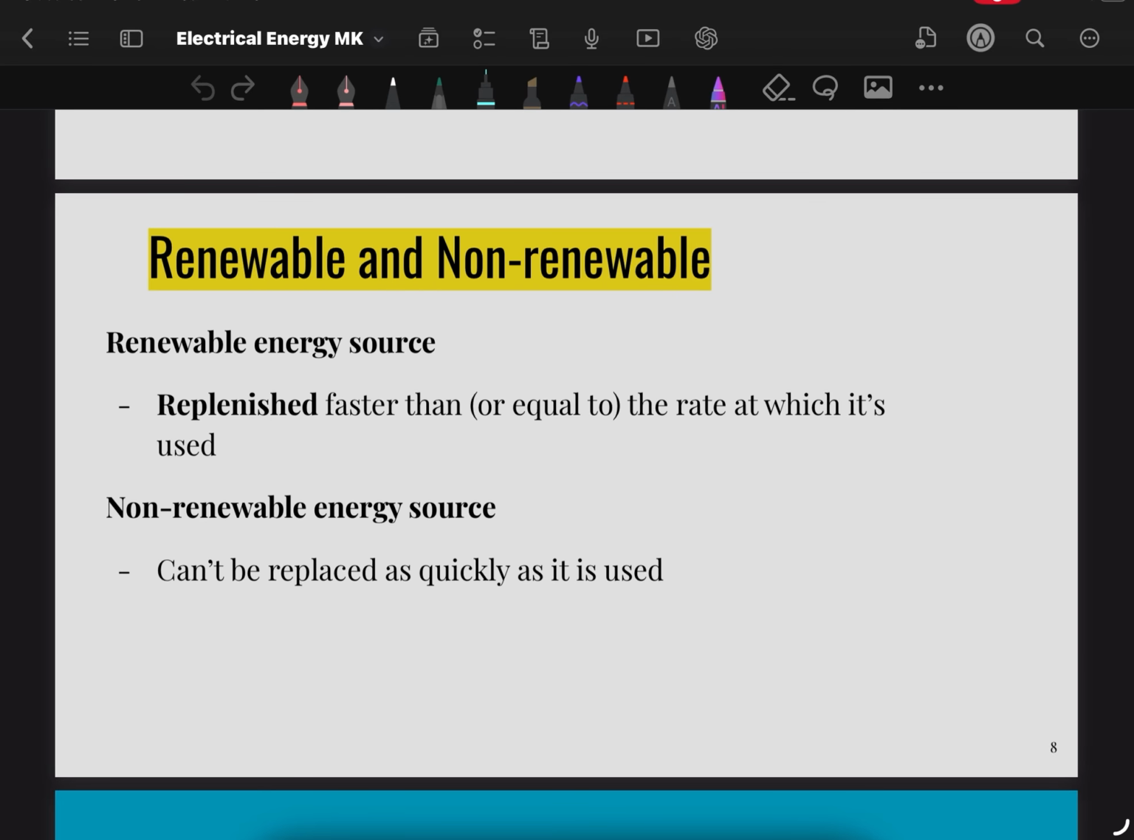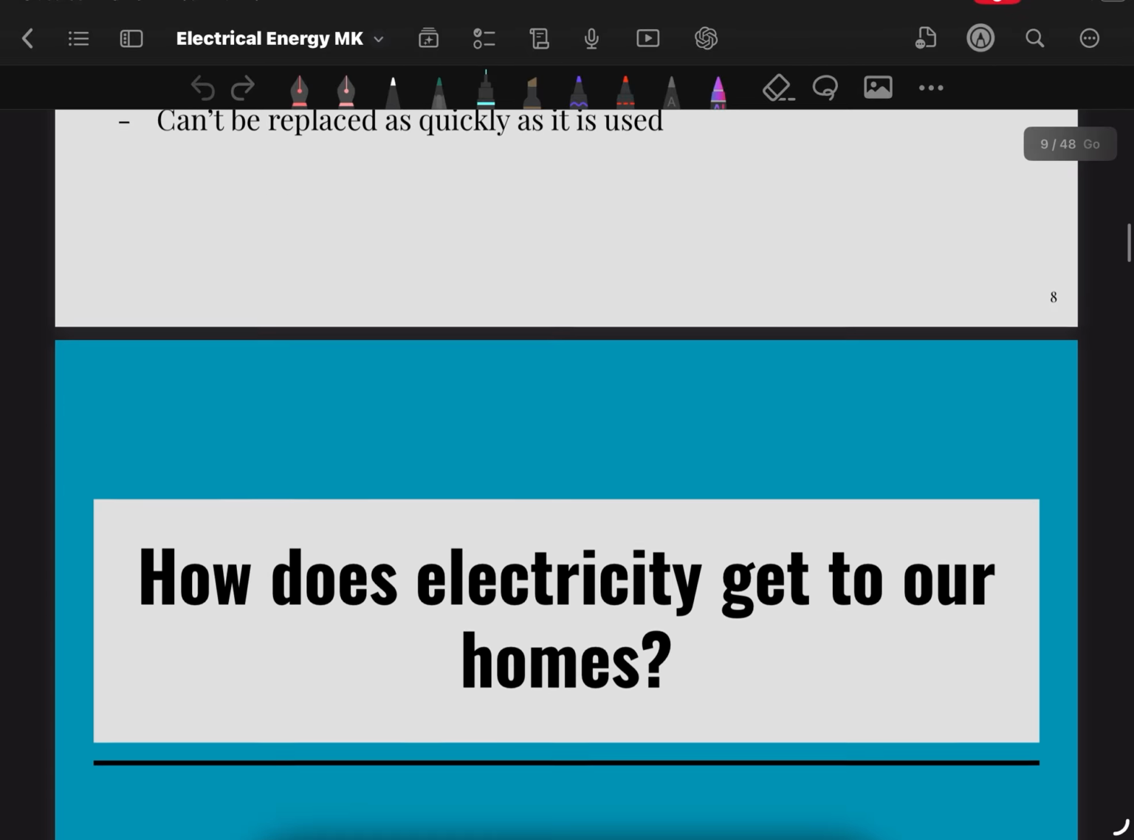Now, there are non-renewable energy sources, which can't be replaced as quickly as they're used. For example, a non-renewable energy source is fossil fuels, since they form over millions of years, and we cannot replace them as quickly as we're rapidly using them. And at a certain point, we might not have any fossil fuels at all. So they are non-renewable. So let's talk about a different concept.